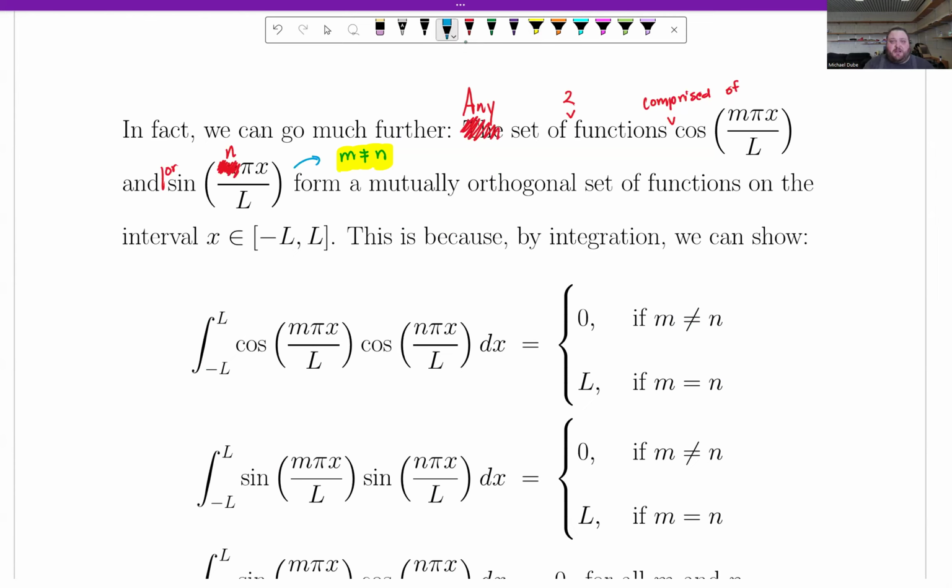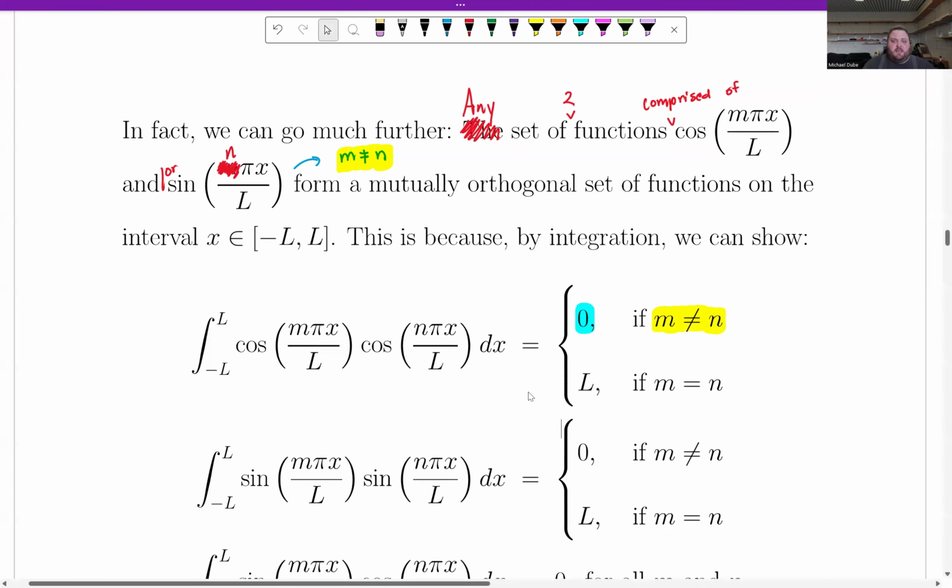Let's go through a couple of integrals. The integral from -L to L of cos(mπx/L) times cos(nπx/L) dx will equal 0 if m does not equal n. There's that restriction we saw up here. So if we had a set of two cos functions with different m and n values, that set would be mutually orthogonal because it equals 0.